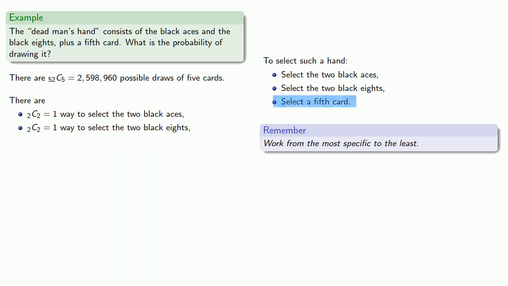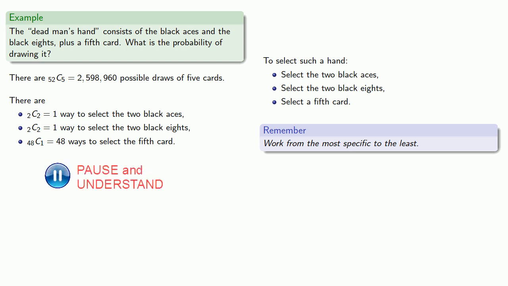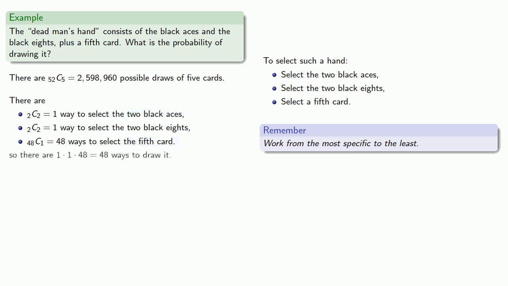Now that fifth card, I've already selected a total of four cards, two black aces, two black eights, and so there's only 48 cards left. And so there's 48 choose 1, 48 ways to select that fifth card. And these are permutations. I can't use the two black aces that I selected as the fifth card. And so I can multiply these three numbers together, 1 times 1 times 48, and so there's 48 possible dead man's hands, and so the probability of selecting that is about 1 in 54,000.